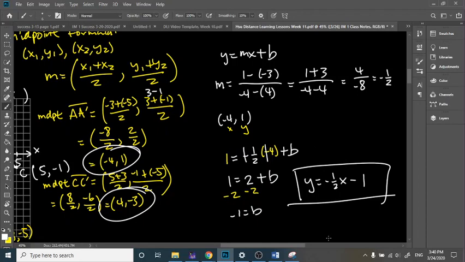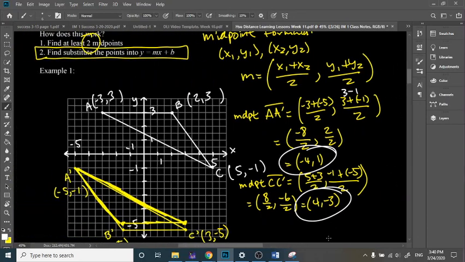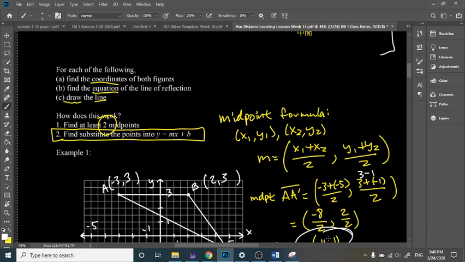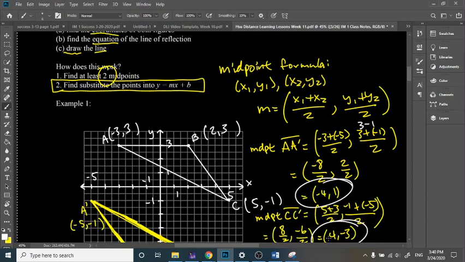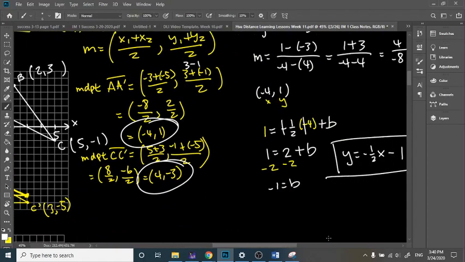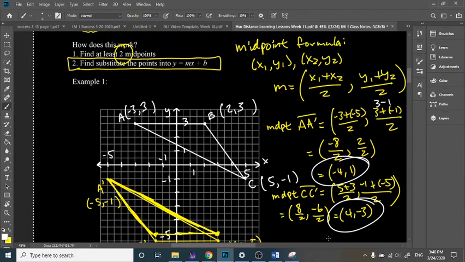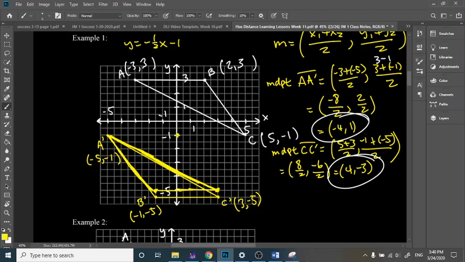Alright, so are we done yet? Let's look at our instructions. So we have to draw the line. So we're not quite done yet. We're almost there. So our line, I'm going to rewrite the line over here. Y equals -1/2 x minus 1. That means we start at -1. We go down by 1, right by 2. Down by 1, right by 2. And then just do that however many times you need.